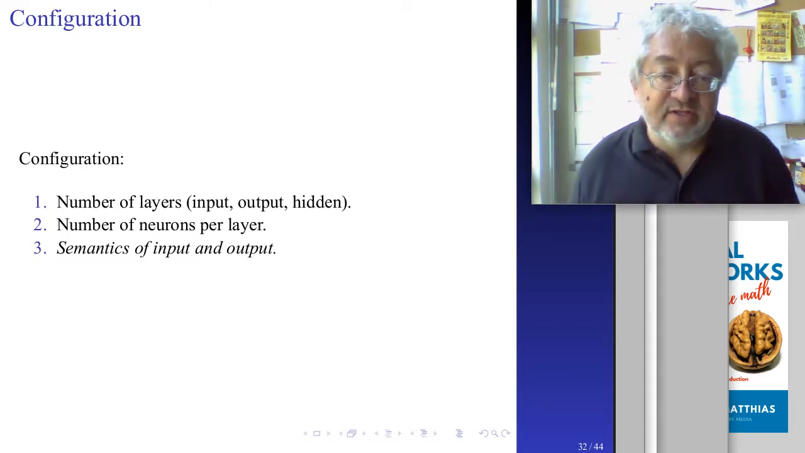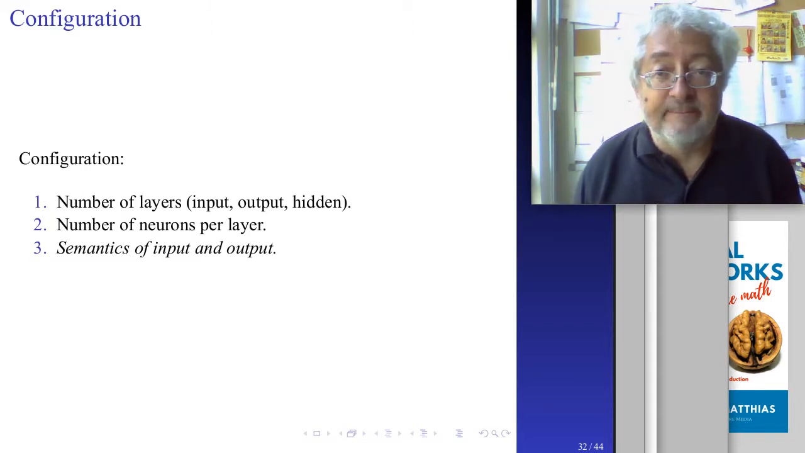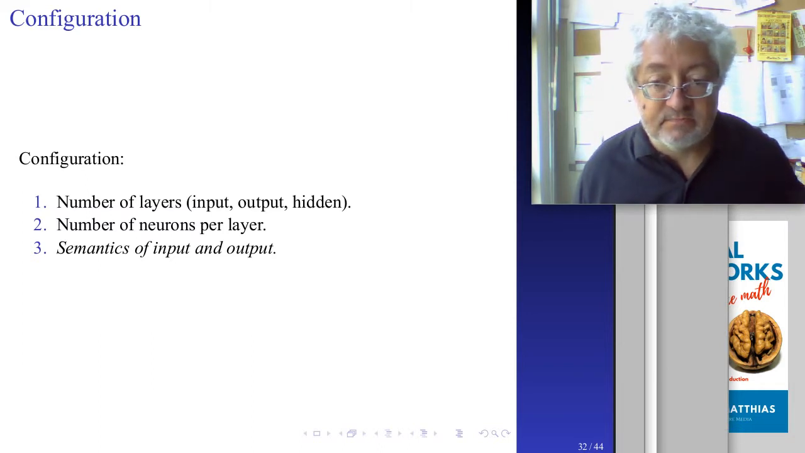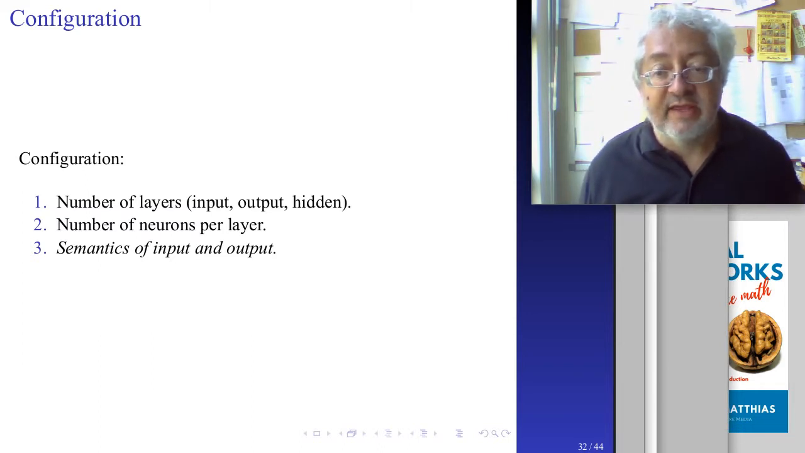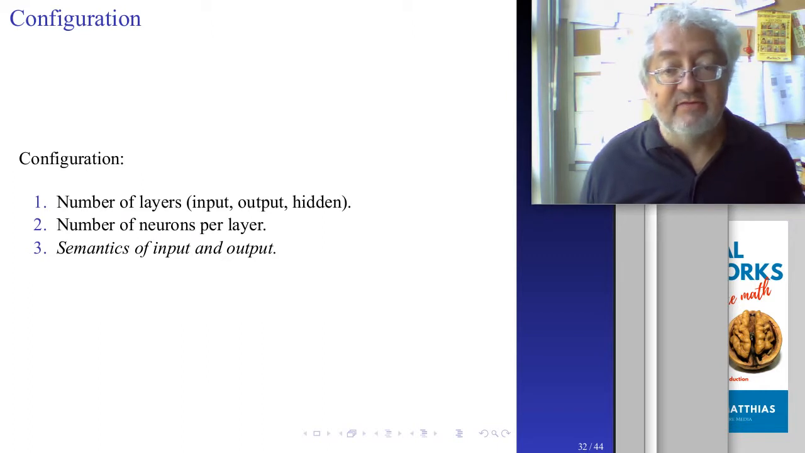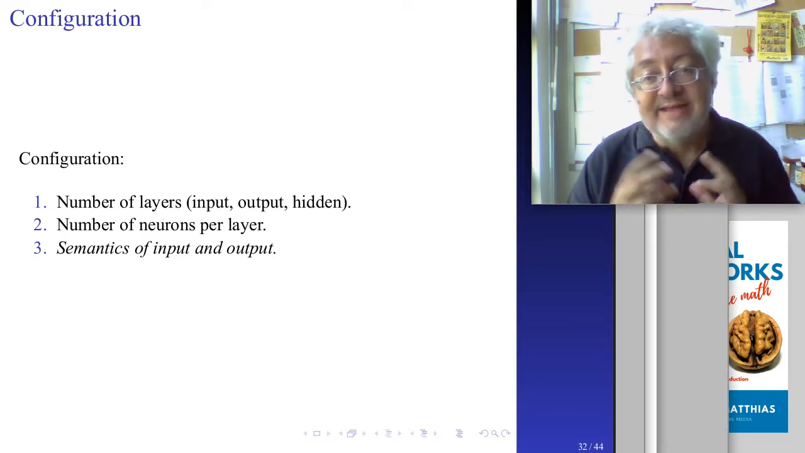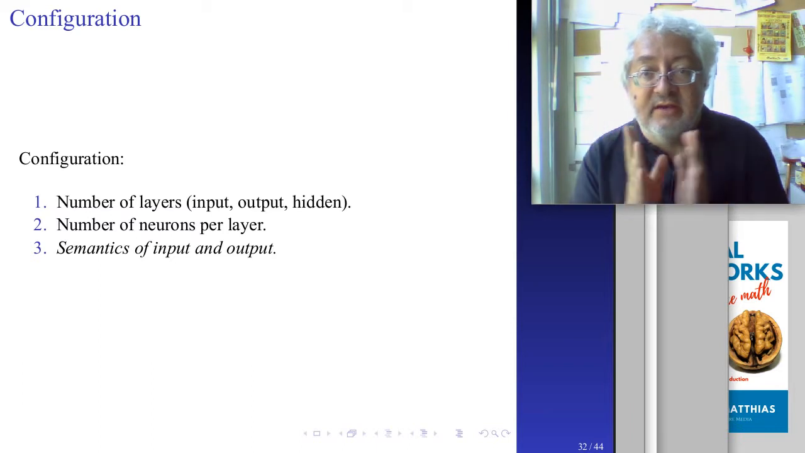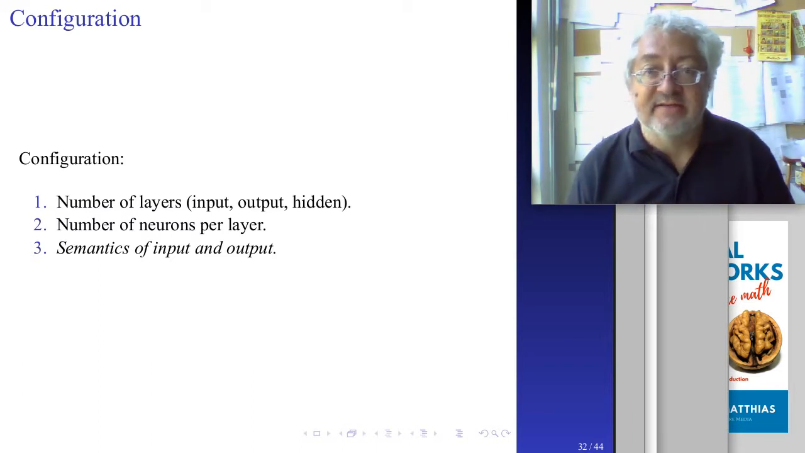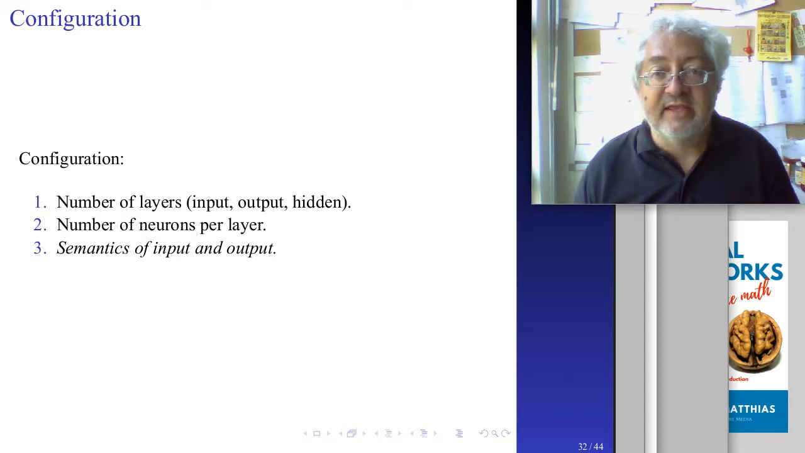So the configuration, as we said, involves first deciding about my number of layers, how many input and output neurons I have, how many hidden layers I have, how many neurons they have, and the semantics of input and output. So I need to say, what does each input neuron encode? To what input is it connected? And for the output neurons, again, I need to define what the firing of an output neuron signifies in my application. What does it mean if neuron 32 fires?